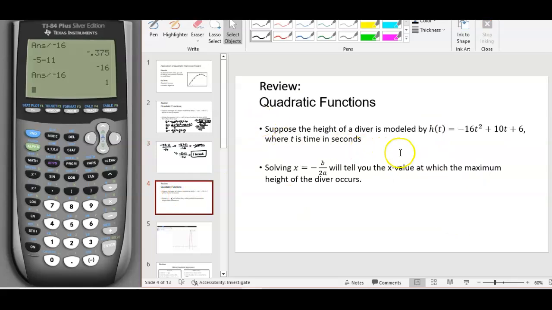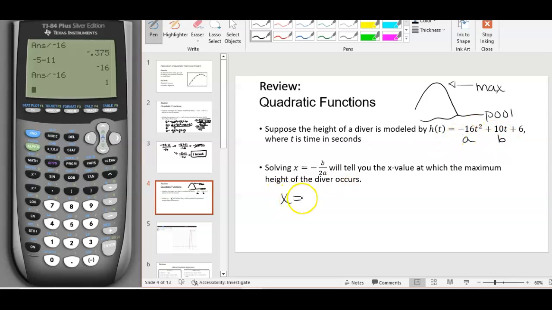Also, based on this equation, we can tell his maximum height, okay? Because what the diver is going to do is, he kind of jumps up, and then he's going to go up, and then he's going to go down, and he's going to hit the pool, okay? So this maximum height of his jump, we can figure out using x equals negative b over 2a, right? That's going to tell us the x value at which the maximum height occurs. So remember, in this case, this was b, and this was a.